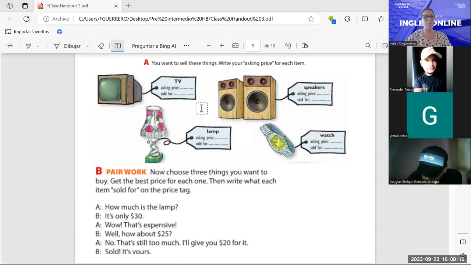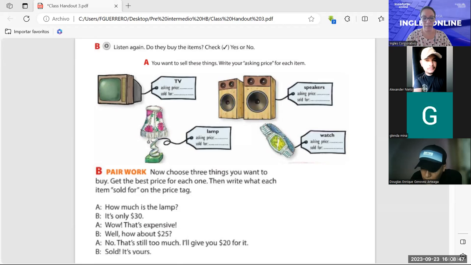Okay, so we're going to do role plays like the ones that we did before. Vamos a hacer las conversaciones como las que hicimos al principio. A is the one that wants to buy the things. Quien sea A va a querer comprar algo. Y B es quien vende. Ustedes tienen los precios de cada cosa. Y luego vamos a regatear. ¿Saben cómo se dice regatear en inglés? No. Bargain. Ahí se los puse en el chat de la meeting.